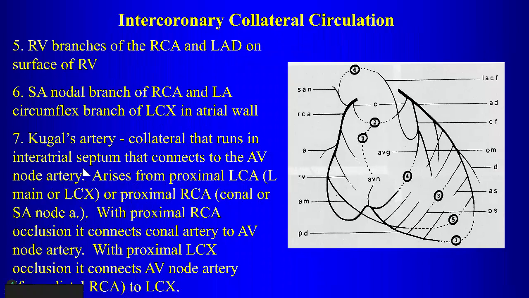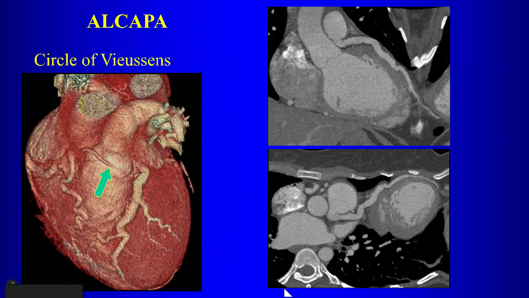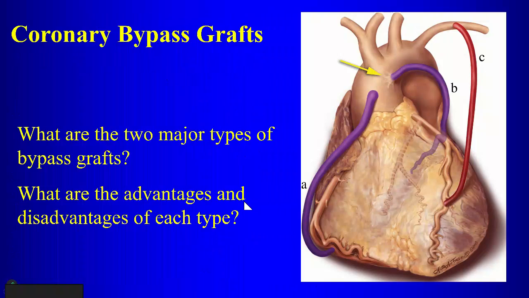And then the other named collateral is Kugel's artery. This is not a collateral that we can actually see on coronary CTA, but it's any collateral that connects to the AV node artery. So that's been called Kugel's artery. So we've talked about the circle of Vieussens. Let's talk about bypass grafts.